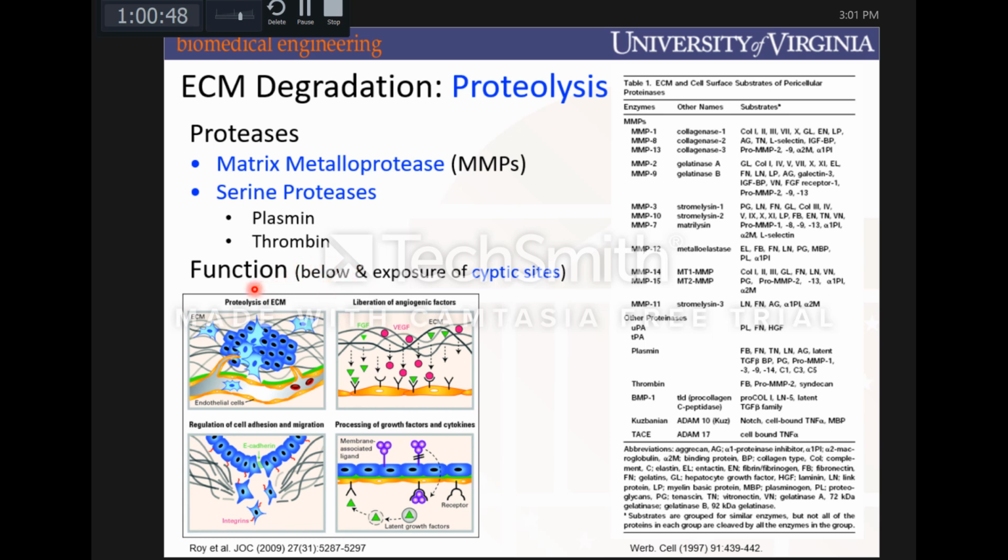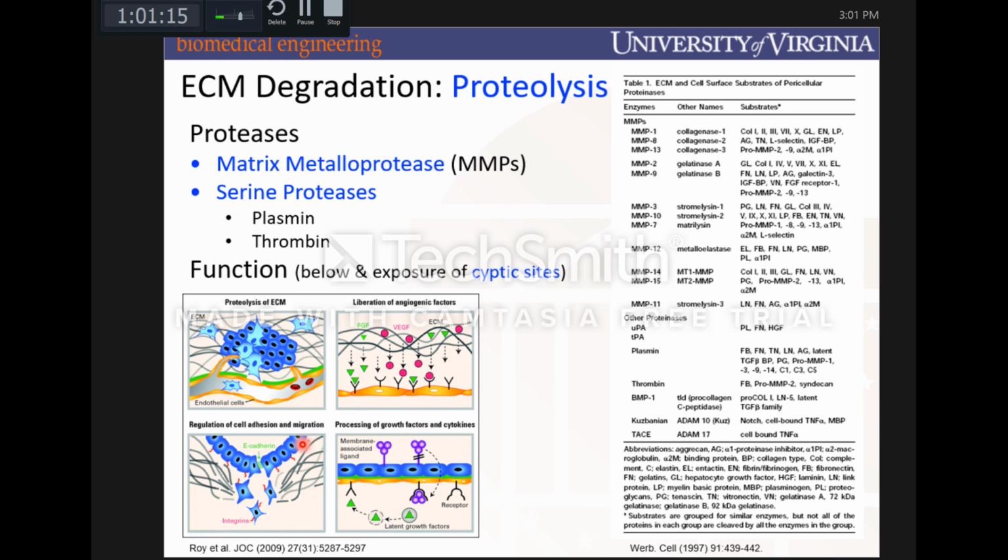So what they do, they chop up the ECM, they liberate the angiogenic factors. We talked about sequestering growth factors, angiogenic factors, all sorts of factors are sequestered both in the mess of protein and saccharides. So you can imagine as you chop them up, these signaling factors are now loose and they can actually be sensed by the cell and taken up.